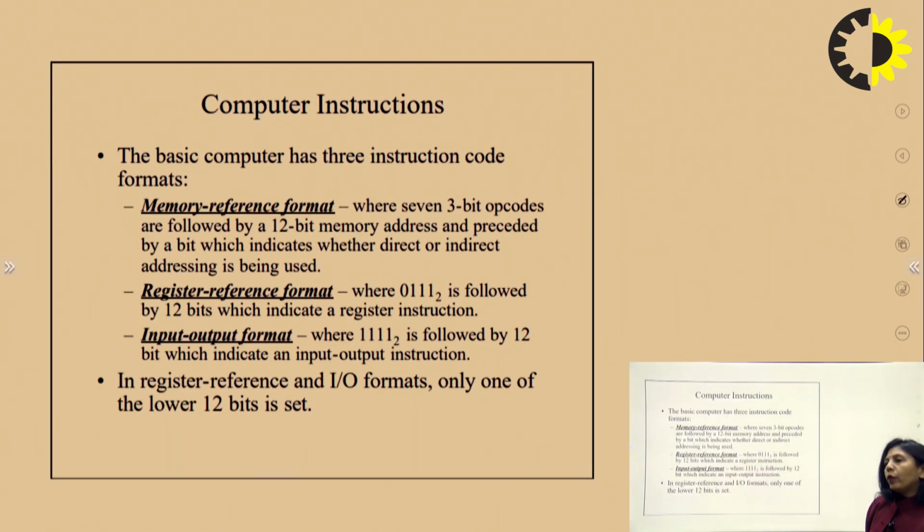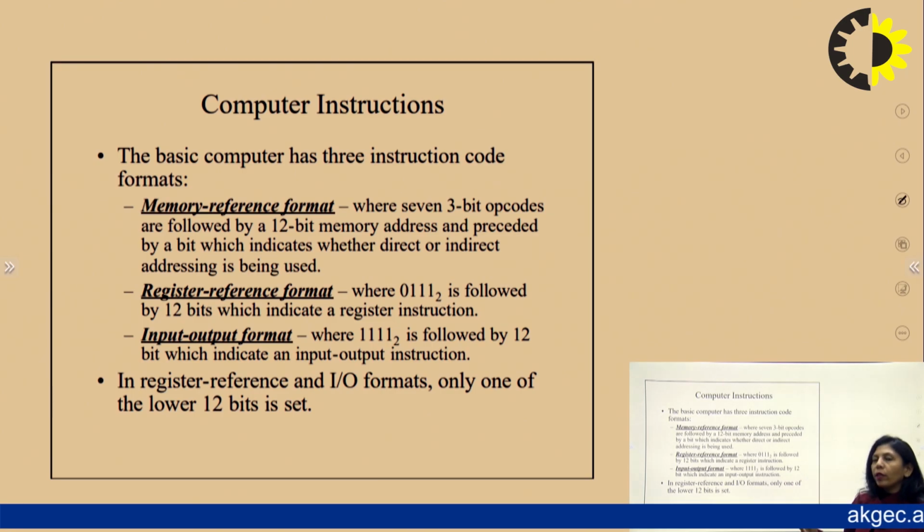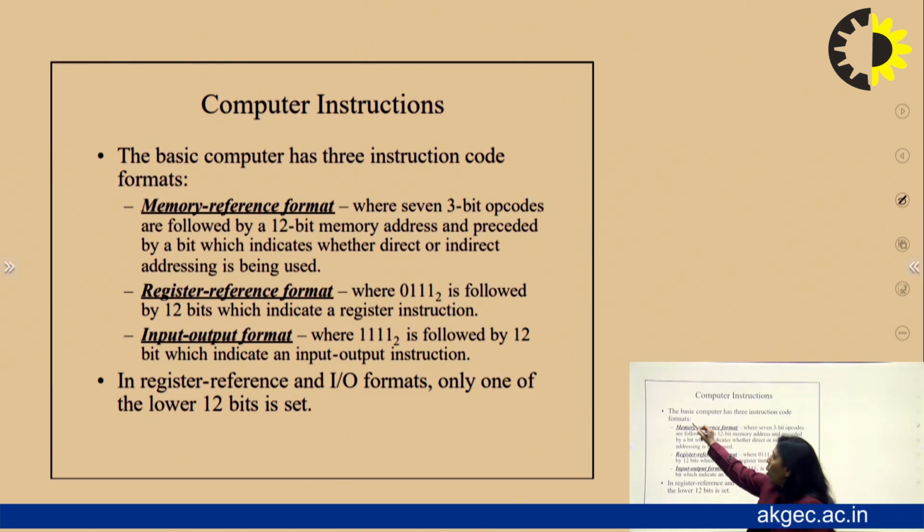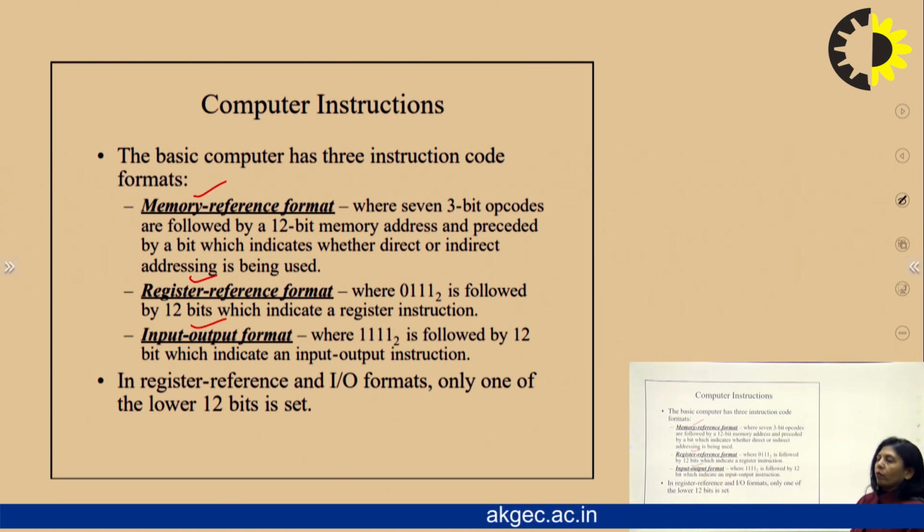Now, computer instructions are of 3 types. Depending upon the format, by looking at it, we can notice whether the format is referencing a memory, or referencing a register, or whether it is the input-output format, which just considers the peripherals of the input-output devices. We will see how we can say which of these formats the instruction belongs to.